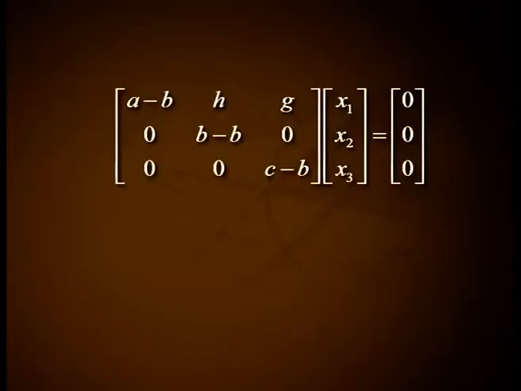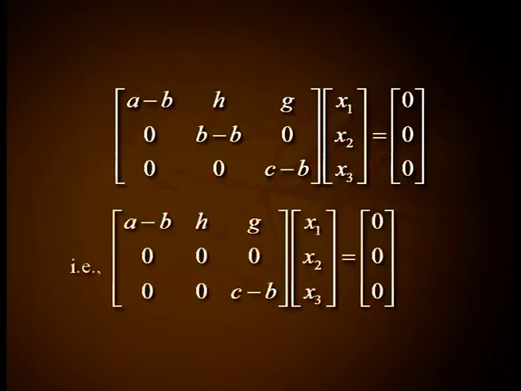Determination of latent roots of the matrix corresponding to lambda equal to B. The matrix [A minus B, H, G; 0, B minus B, 0; 0, 0, C minus B] into the matrix [x1, x2, x3] is equal to the matrix [0, 0, 0]. That is, the matrix [A minus B, H, G; 0, 0, 0; 0, 0, C minus B] into the matrix [x1, x2, x3] is equal to the matrix [0, 0, 0].